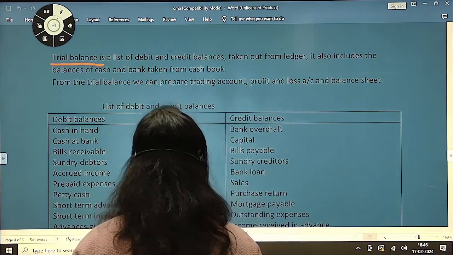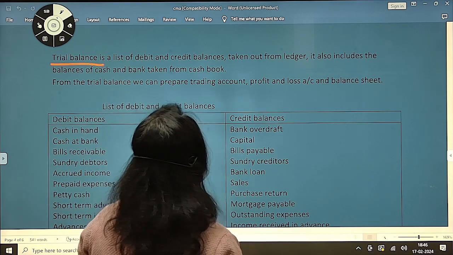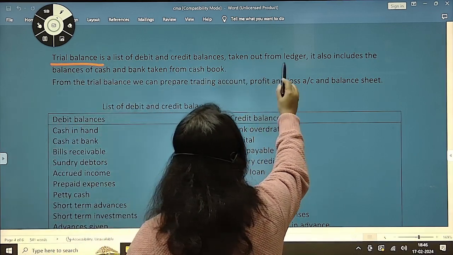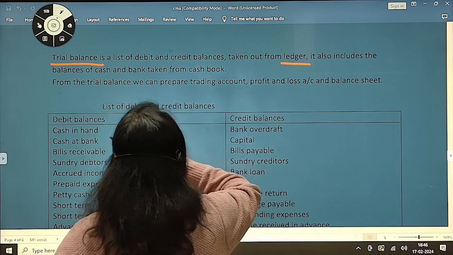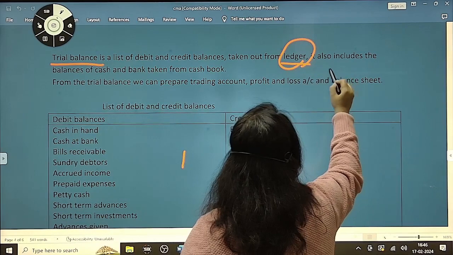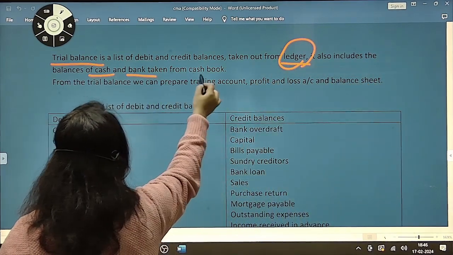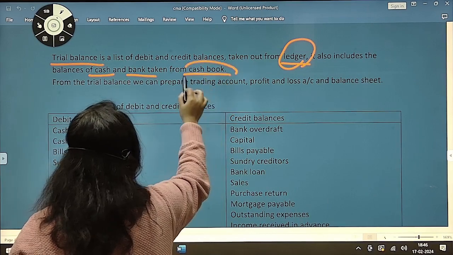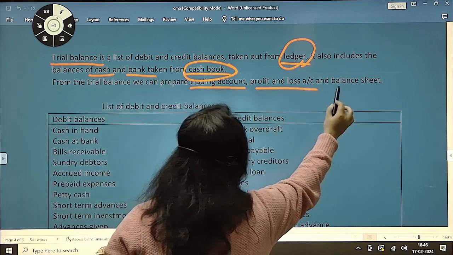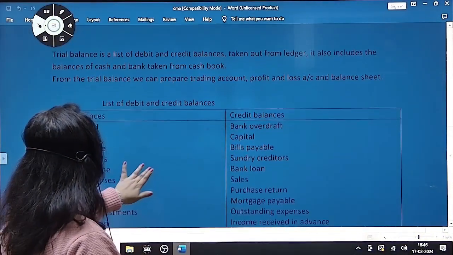So the trial balance has to tell it. Trial balance is a list of debit and credit balances taken out from the ledger. In the trial balance we write the debit and credit balances taken from the ledger. It also includes the balances of cash and bank that we take from the cash book, as I've told you about the cash book. From the trial balance we can prepare the trading account, PL account and balance sheet. Now we can see the list of debit and credit balances.